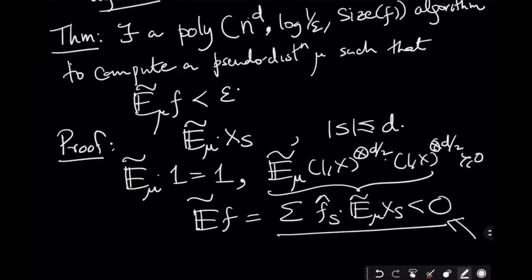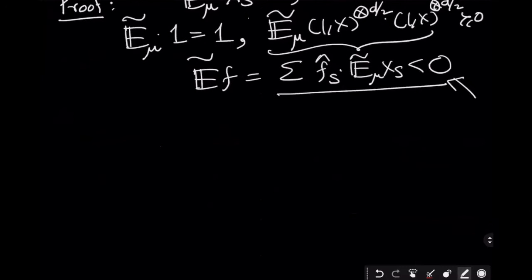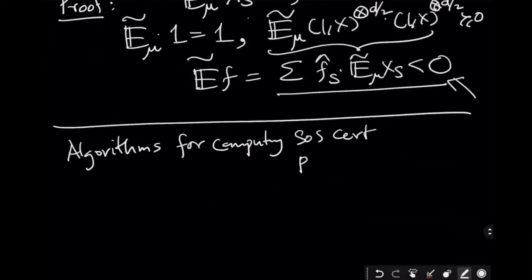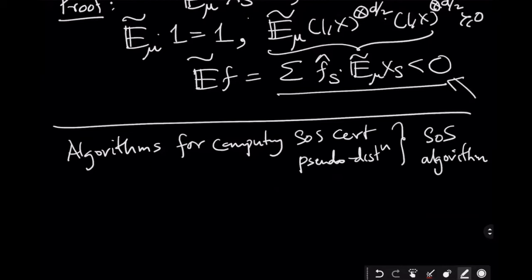Okay, so these two kinds of algorithms that we just saw, algorithms for computing SOS certificates or pseudo distributions, they're both basically primal and dual versions of the so-called SOS algorithm. These two primitives, at least over the hypercube that we studied, we're going to call the sum of squares algorithm. So at least now you know what the sum of squares algorithm itself is. Good.